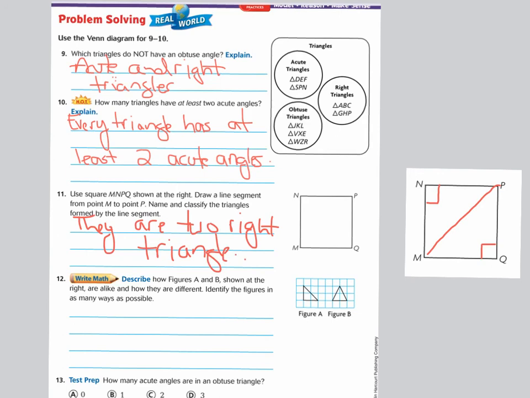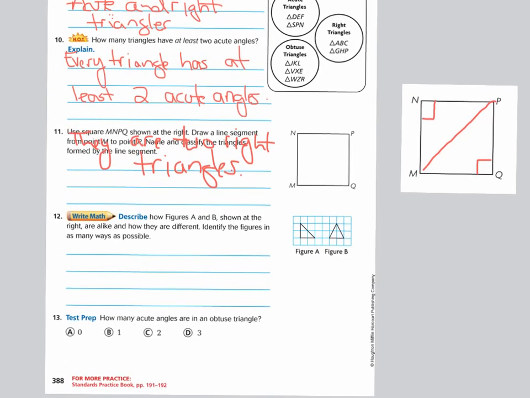And then angles with an S. And then lastly, let's look at number 13, our test prep. It says, how many acute angles are in an obtuse triangle? I want you to go ahead and pause and answer number 13 on your own. Take a minute, think about that. Okay, you should have paused and answered.